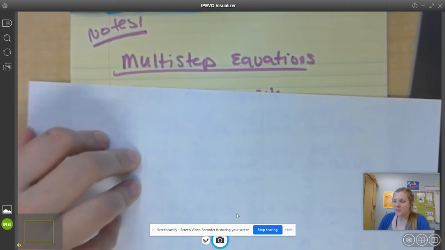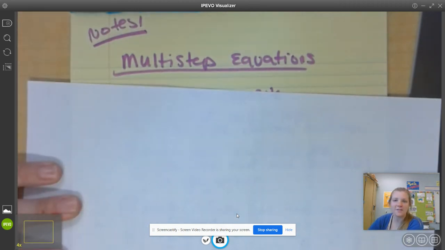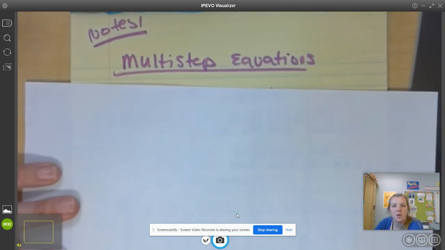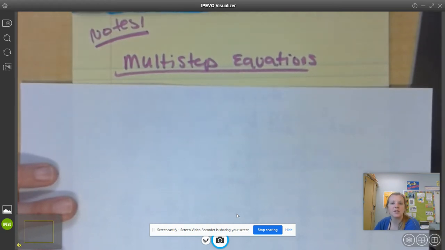We have done so much work this year and we're finally to the fourth quarter. So these are notes one, and it's going to be working on solving multi-step equations. Multi-step equations is something we have been working towards for the last 2 months. We learned how to simplify expressions, we learned how to solve two-step equations, and now we get to put it all together with multi-step equations.